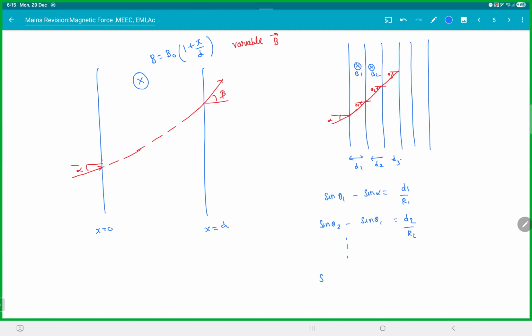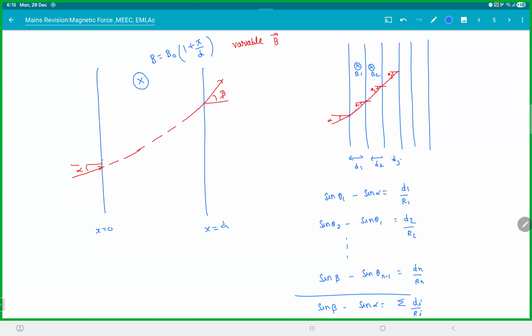If you do this, you'll get a telescopic function, sine beta minus sine theta n minus 1 will be dn by rn. So when you add all of this, you end up with sine beta minus sine alpha is sigma di by ri. Clear with this? This is the case when you have thin sections.